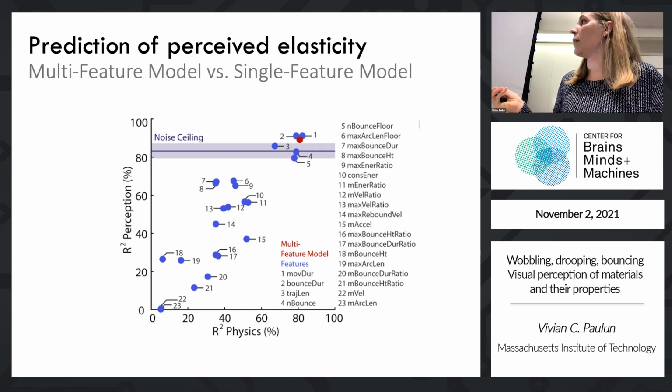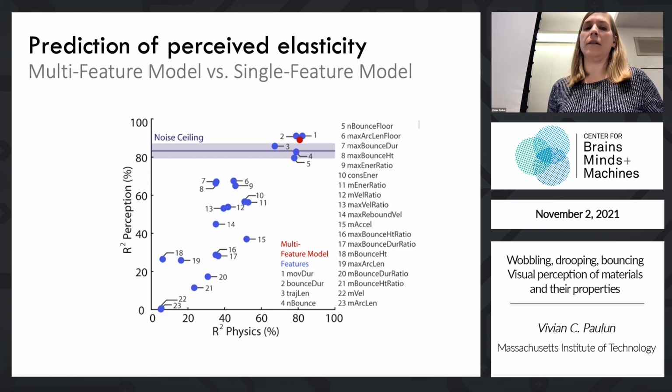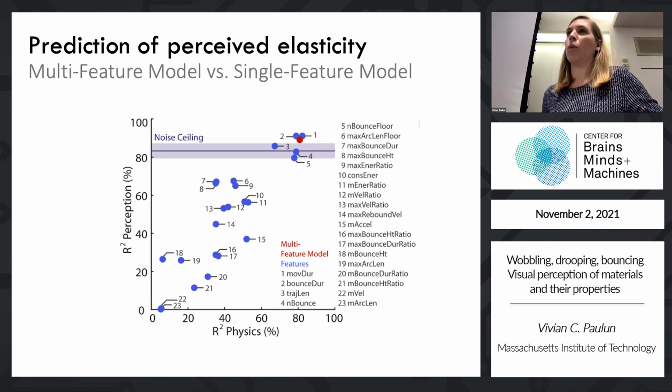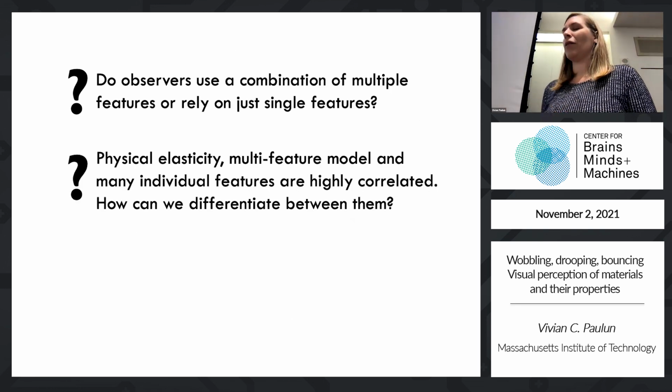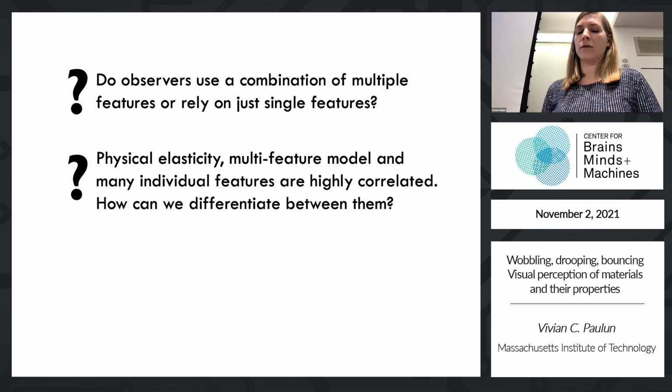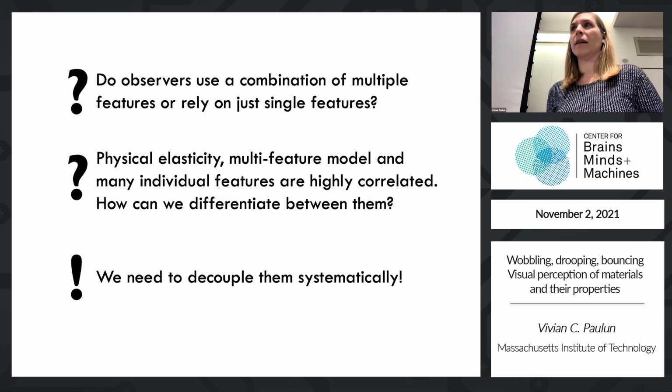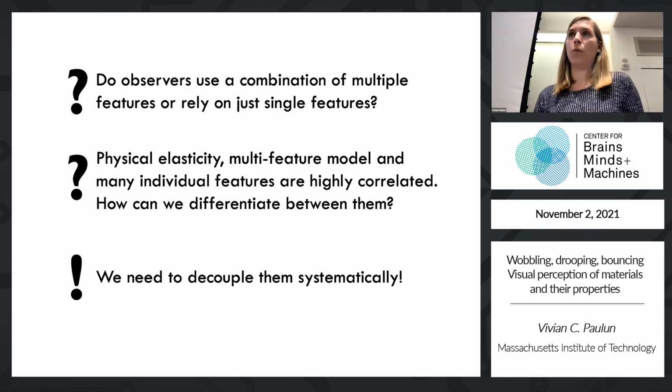The noise ceiling here shows how well participants can explain each other. So what does this mean now? Do observers use a combination of features, or do they just rely on a single feature? Since the features and the model and the physics are all highly correlated, based on our data, we cannot really differentiate between those. So what we need to do is decouple them systematically. And this is what we did next, and I'm going to walk you through it.